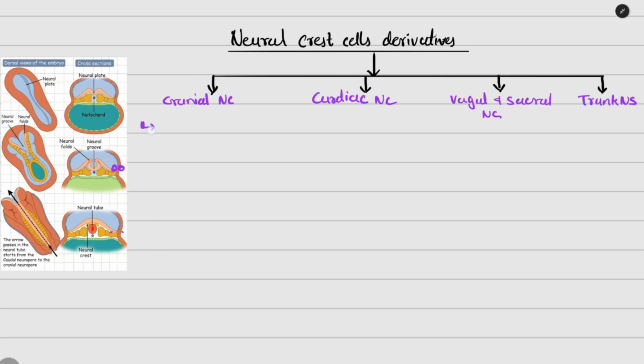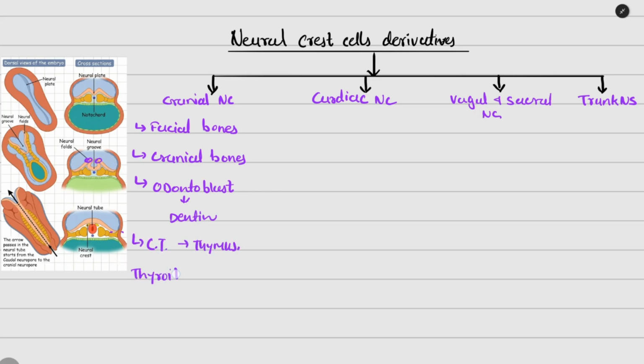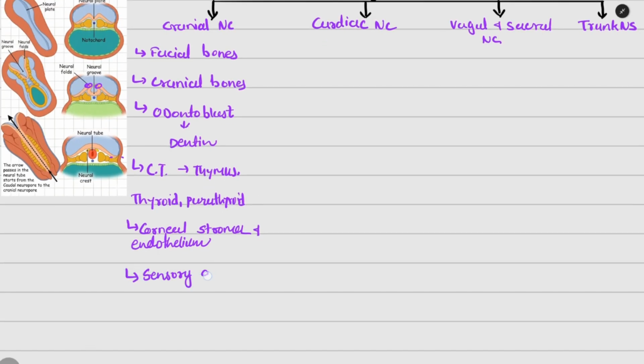So let's see the cranial neural crest. It forms facial bones and cranial bones of the skull. It forms odontoblasts which make the dentin of the teeth. Connective tissue of the thymus, thyroid, and parathyroid gland. And in the eyes it forms corneal stroma and endothelium. Lastly, it forms sensory ganglia of cranial nerves 5, 7, 9, and 10.